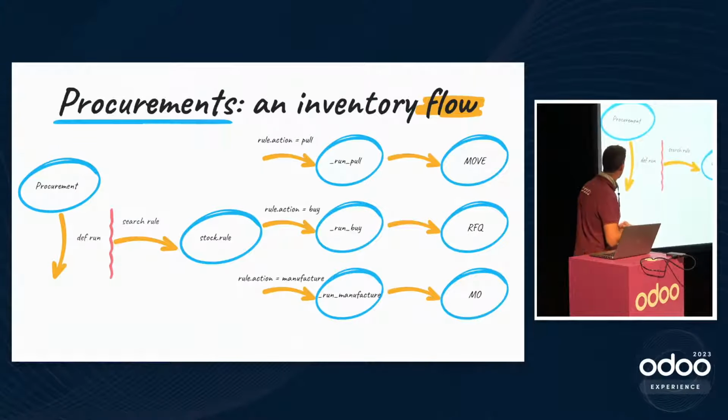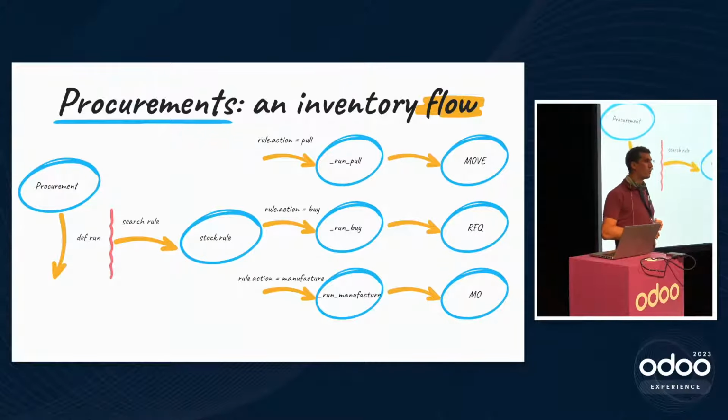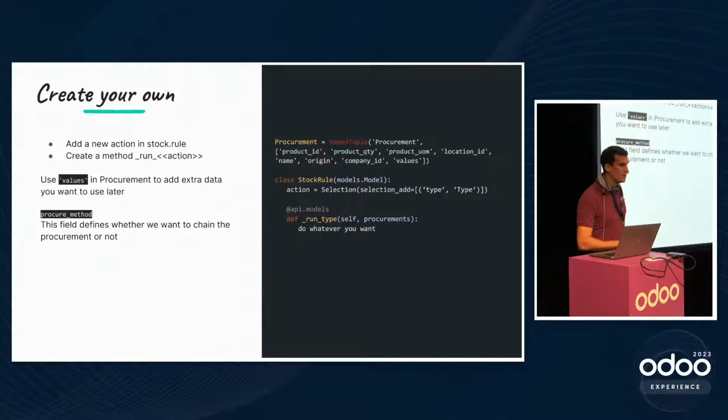So how does it work? The procurement calls the run function. We find a rule that matches the destination location. The rule can have different actions. For example, in the first case, we have the pull action, so run pull. We will call the code of run pull that will create a stock move, and that's all. If it was another action, for example buy, instead of the pull action we will create an RFQ, same for manufacture. That's the classic behavior in Odoo, but if you want to create your own route and your own process, it's easy to do. You can just override the stock rule object.